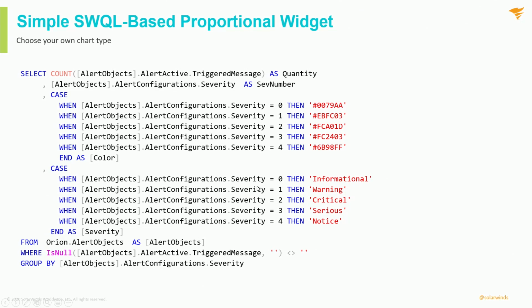Then we have a case. If it's 0, then I want the language. So 0, you can see here, 0 is informational, and we'll use this color. 1 is warning, and we'll use this color, so on and so forth. And that is returned just as the severity name.